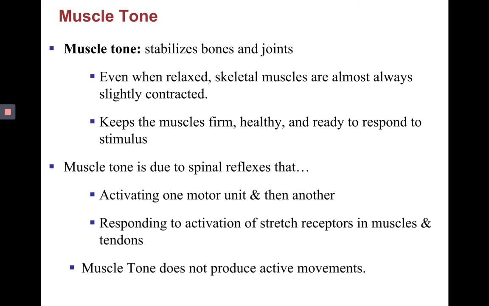So again, motor neurons are activating one motor unit and then another. Responding to their activation, there are stretch receptors in muscles and tendons that let your body know when muscle activation should take over from muscle tone and further motor unit recruitment is needed. So muscle tone itself does not produce active movements. It just produces stabilization to create healthy, stable, and slightly contracted muscles.